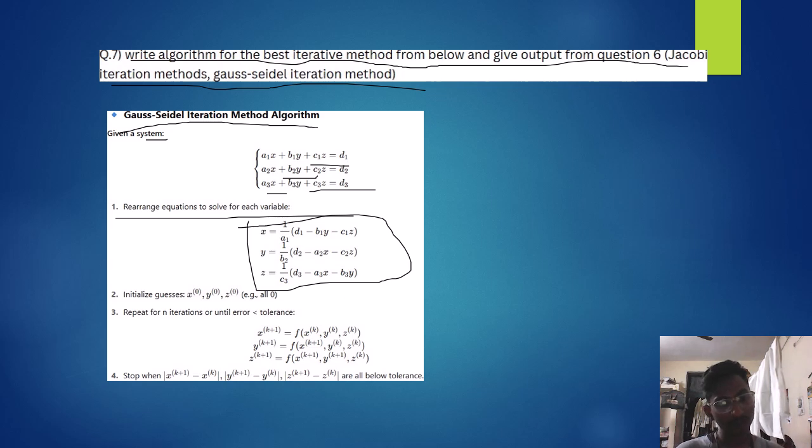Initialize the guesses x0, y0, and z0. Repeat the iteration until the error is less than the tolerance. Stop when the changes in x, y, and z are below the tolerance.